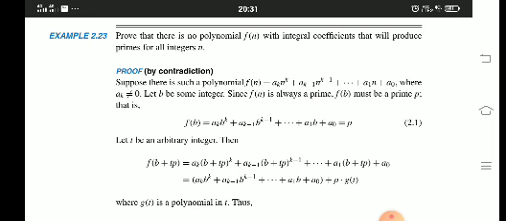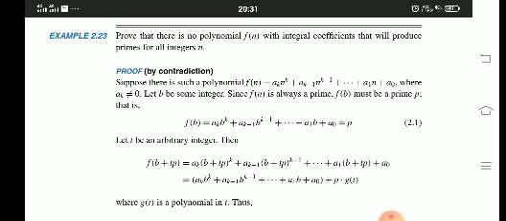The variable is n. a_k n^k and a_{k-1} are coefficients, and a_k is not equal to 0. This is a kth degree polynomial. Let b be some integer.